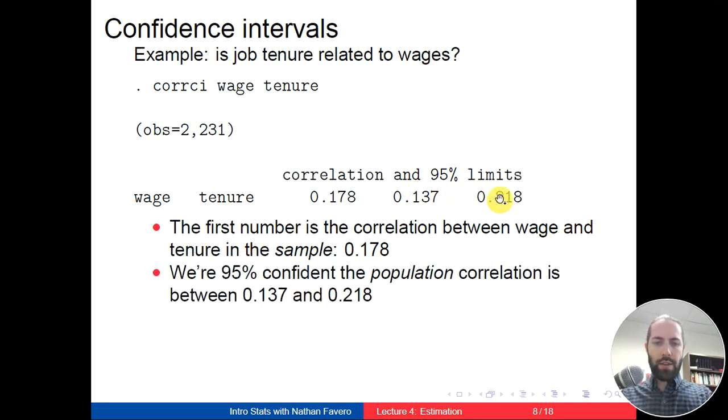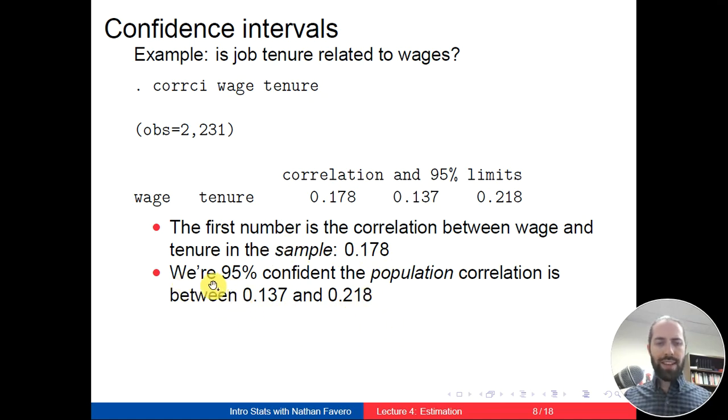95% confidence interval. So we want to think about this as a range of plausible values for what the correlation would be in the population, right? If we assume that these 2,231 individuals that are represented in this data set are a good sample to estimate about the whole population in the whole country, then we could say that for the whole country, we would expect that the correlation between wage and tenure among women would be something like this, right? Somewhere in this range between 0.137 and 0.218. That's a range of plausible values.